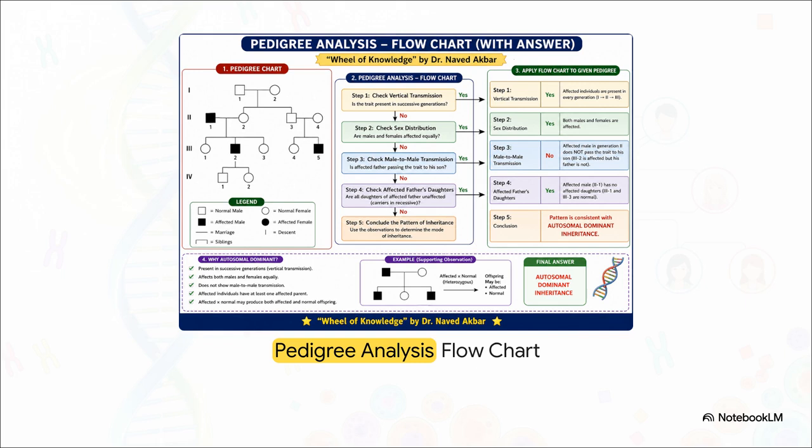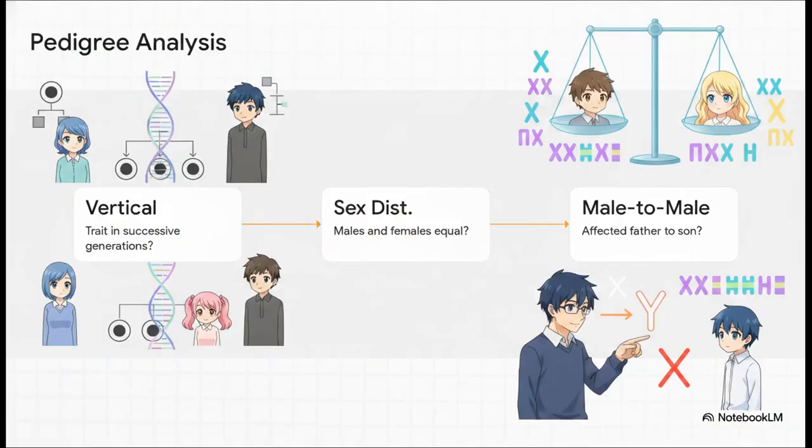In these charts, the squares represent males, the circles represent females, and when they're shaded in solid, it means that specific individual is affected by a certain genetic trait or disorder. So by following this logical flowchart, we basically get to play genetic detective.